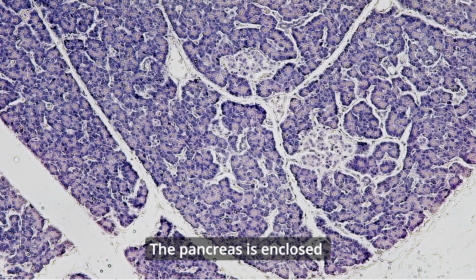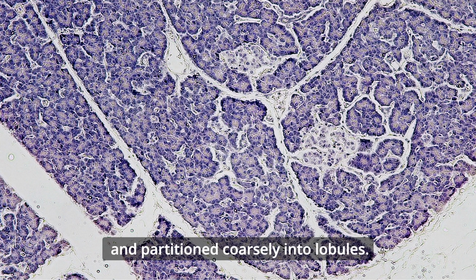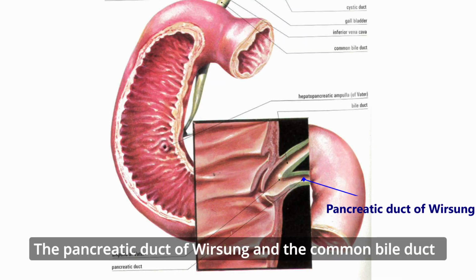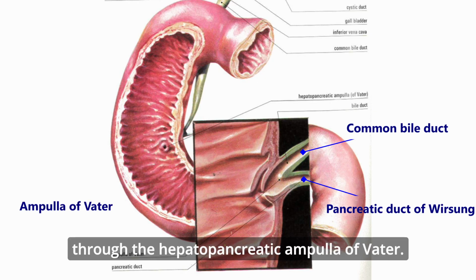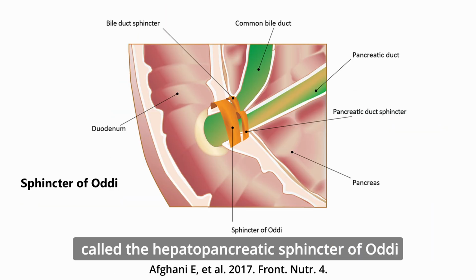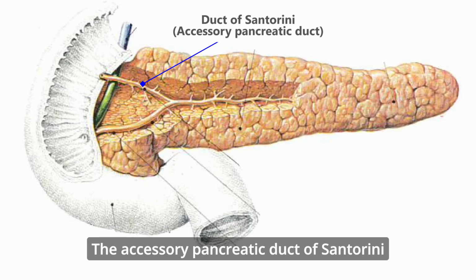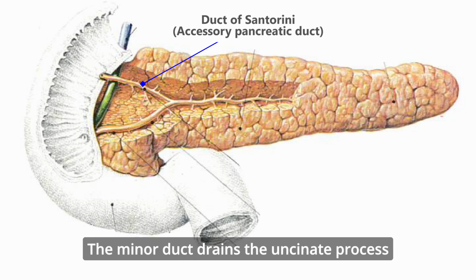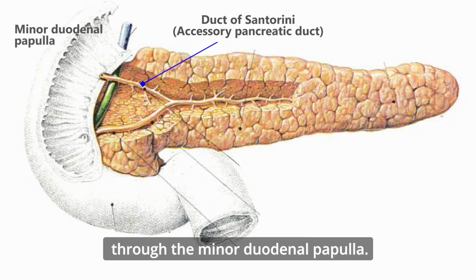The pancreas is enclosed within capsule-like connective tissue and partitioned coarsely into lobules. The pancreatic duct of Wirsung and the common bile duct merge and empty into the duodenum through the hepatopancreatic ampulla of Vater. A set of 3 circular muscles, called the hepatopancreatic sphincter of Oddi, prevents reflux into the pancreatic duct. The accessory pancreatic duct of Santorini is present in about 70% of the population. The minor duct drains the uncinate process and part of the head into the duodenum through the minor duodenal papilla.